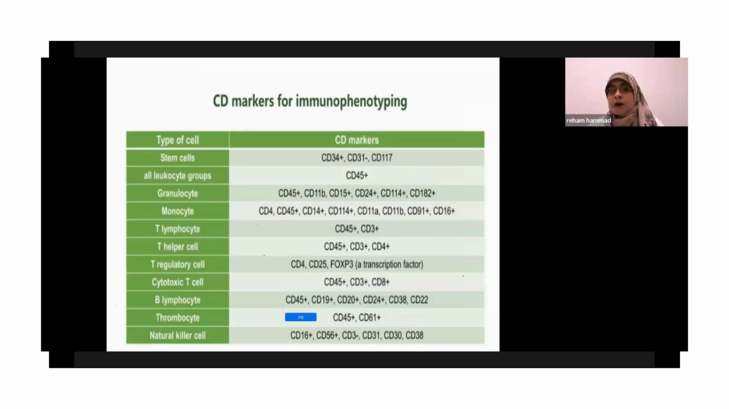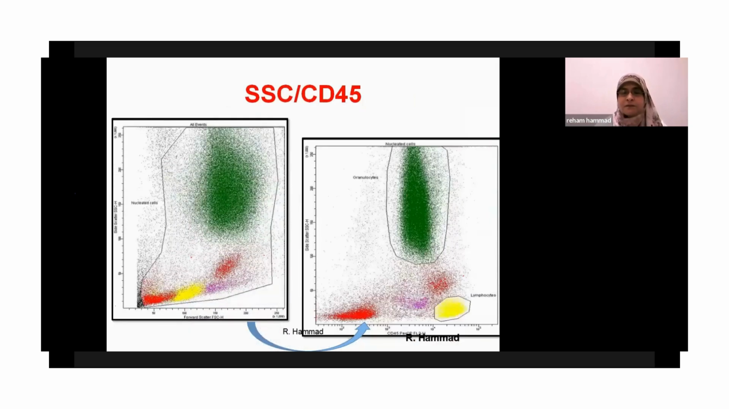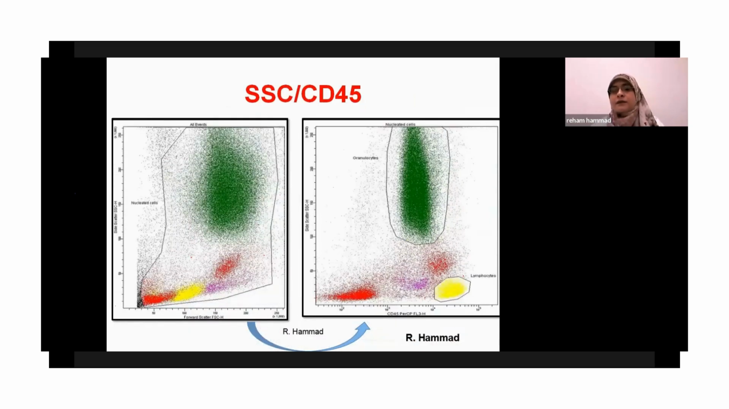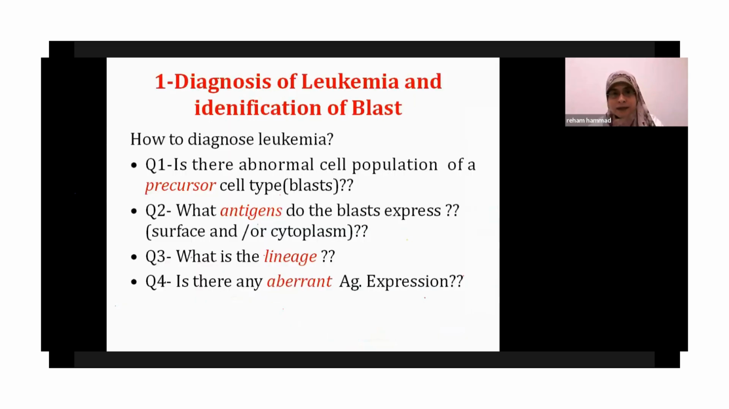What are the CD markers in immunophenotyping? Please revise this table for the second session. Now you know by heart what is the difference between forward scatter, side scatter, and CD45 side scatter. We will tackle very simply the diagnosis of leukemia in 4 questions. So we can heat things up for the second session.